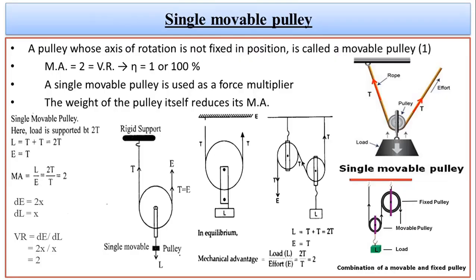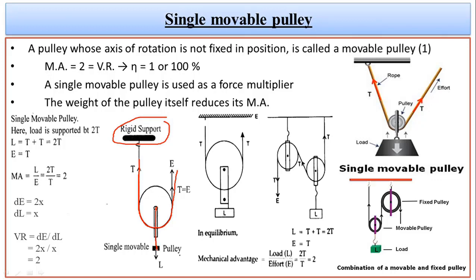Let's understand about the single movable pulley. A single movable pulley is a little different from the single fixed pulley. In a single movable pulley, we observe that the pulley itself moves with the load, which we haven't seen in the previous one. Here, one of the strings is connected to the rigid surface and goes around the pulley to the other end, and the load hangs with the pulley.